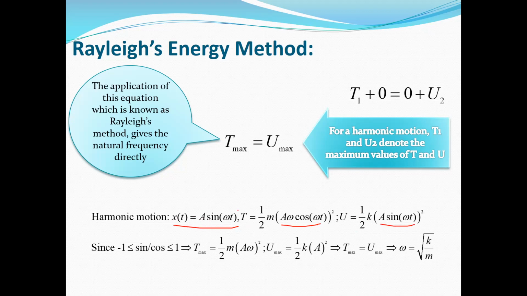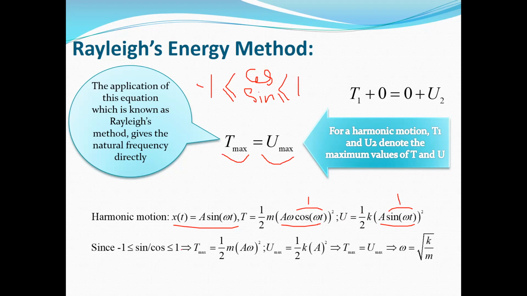The maximum value for the kinetic energy occurs when cosine is equal to 1. You know that cosine and sine functions are between -1 and +1. I mean, the maximum value for cosine and sine functions is 1. So the maximum value for the kinetic energy is half m A squared omega squared, and for U it is half k A squared.